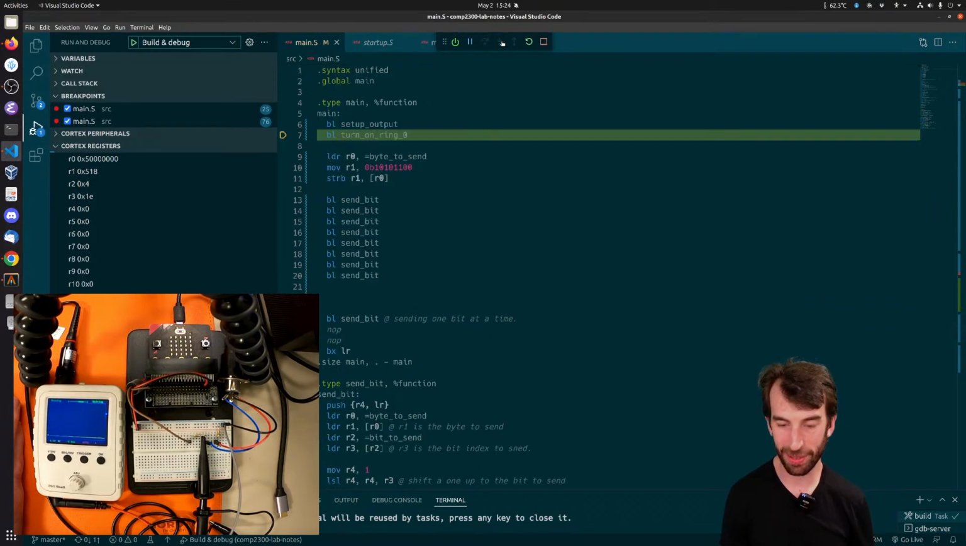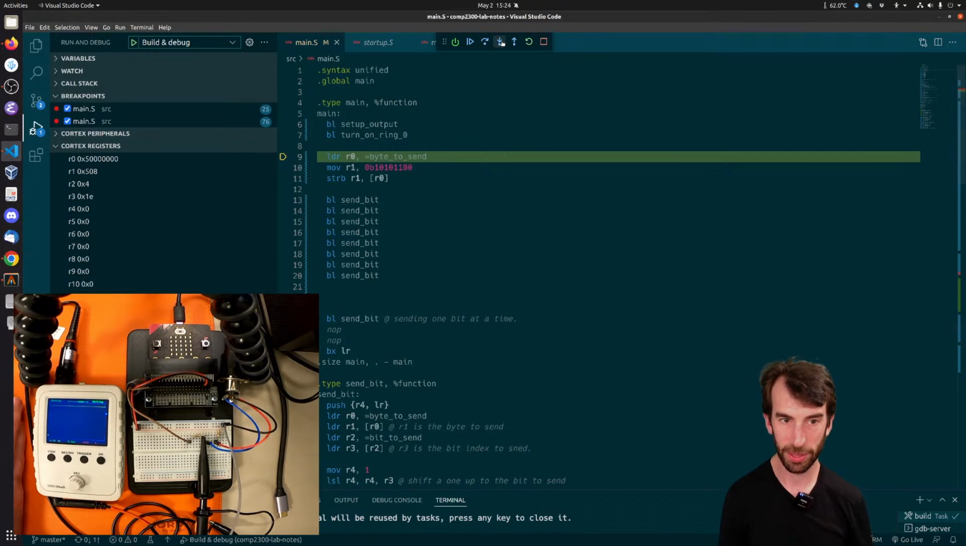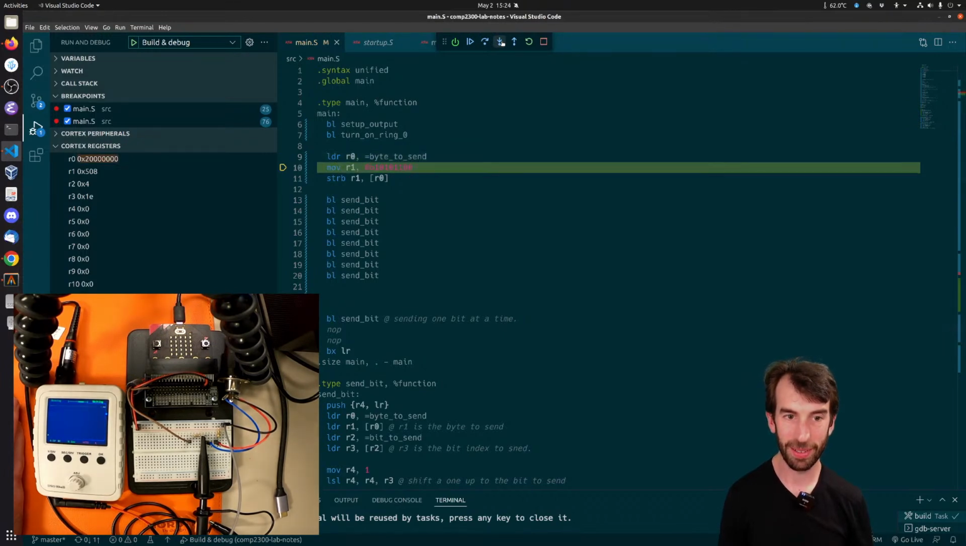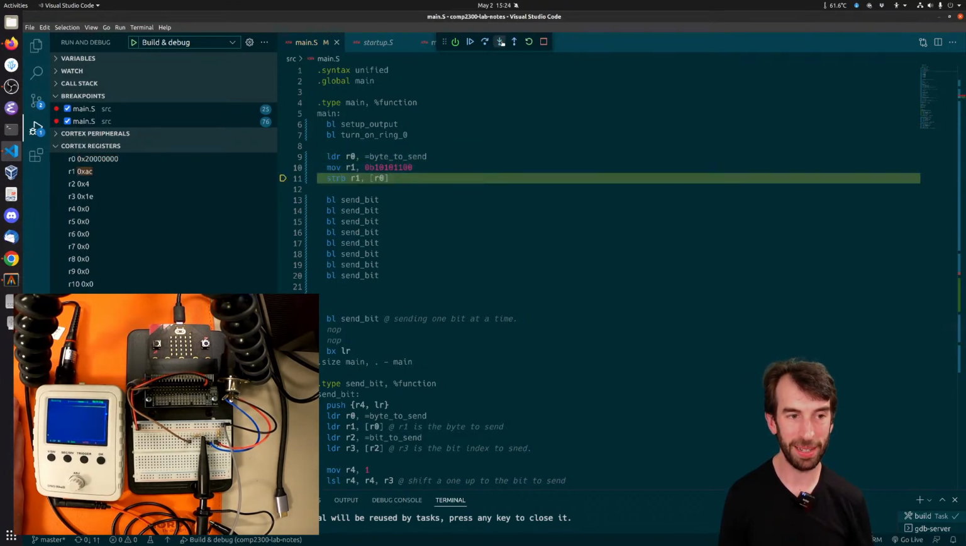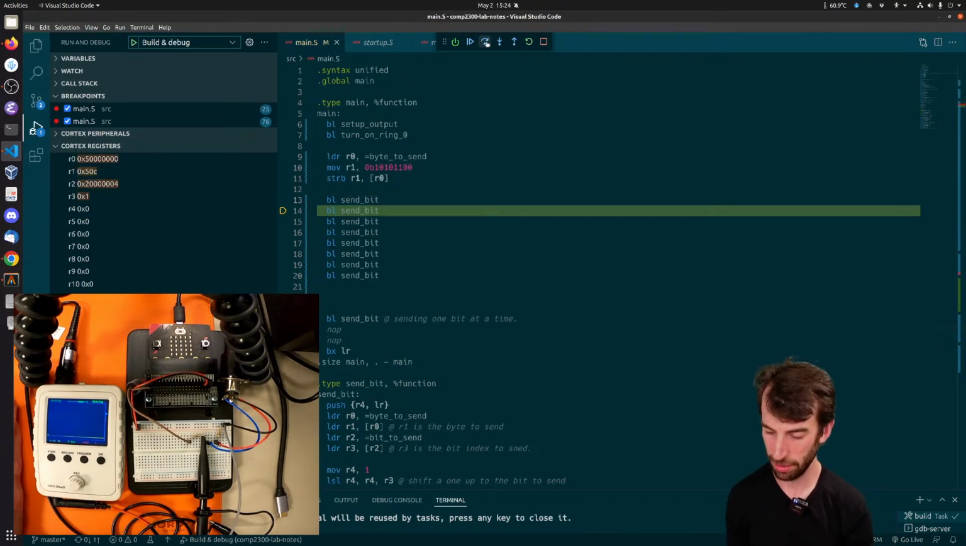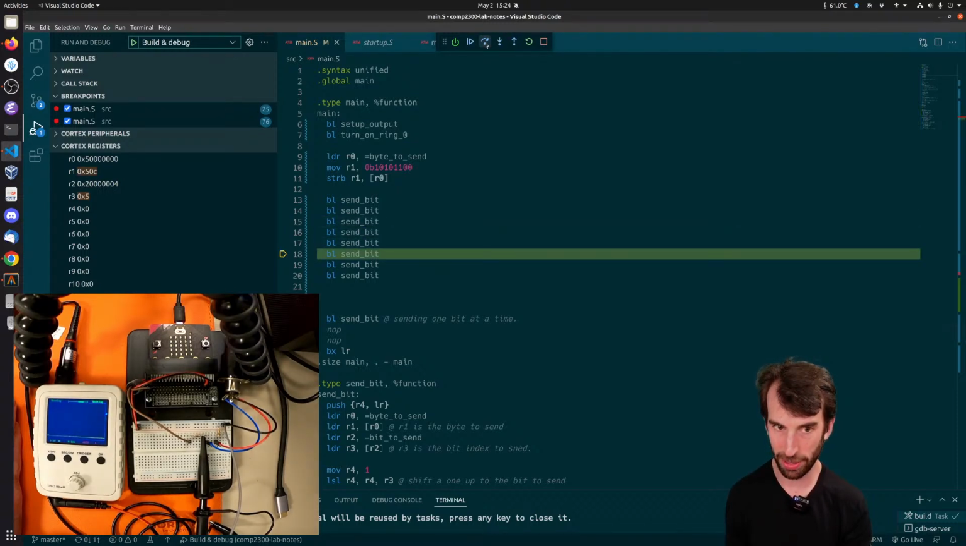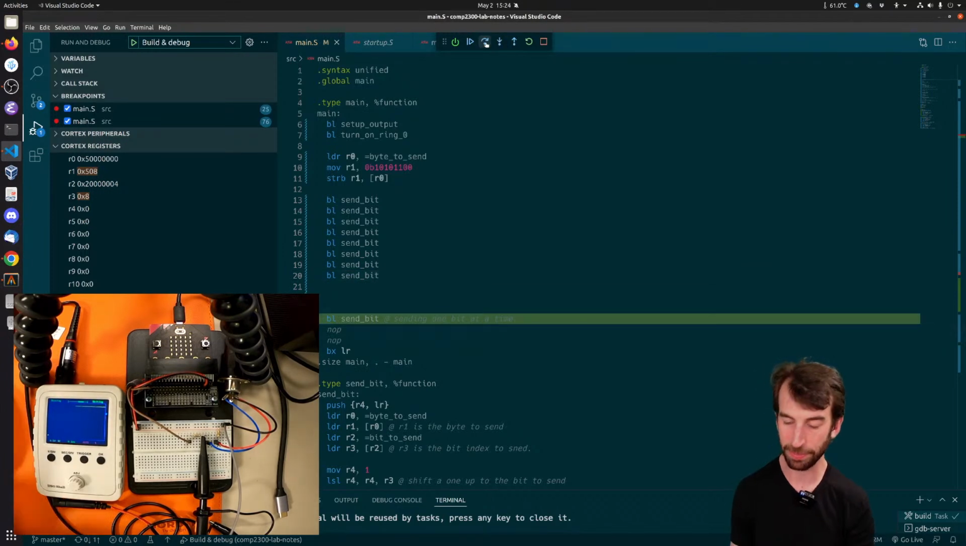Set up my output, and then turn on ring 0. Okay. I'll store a byte into that memory location. And now I'm going to try sending a bit, which should be a 0. And now you can see it's low. I'll try and send another bit. Still low. High, high, low, high, low, high.